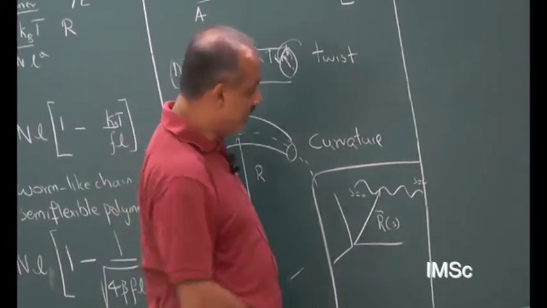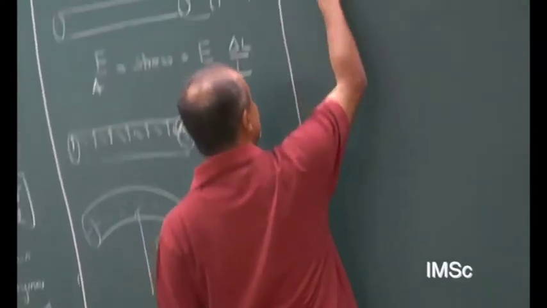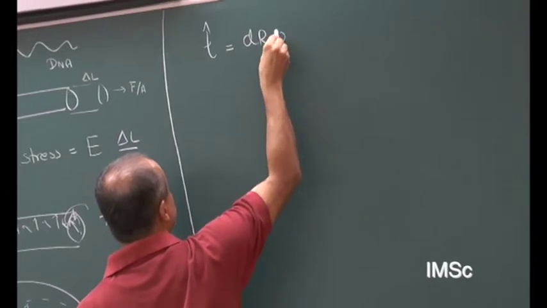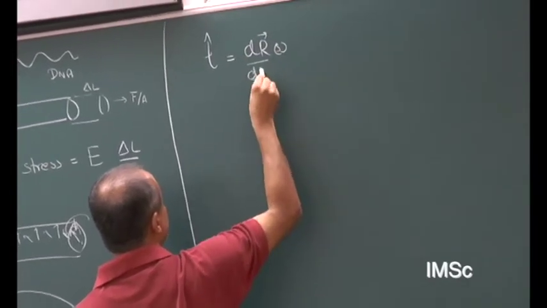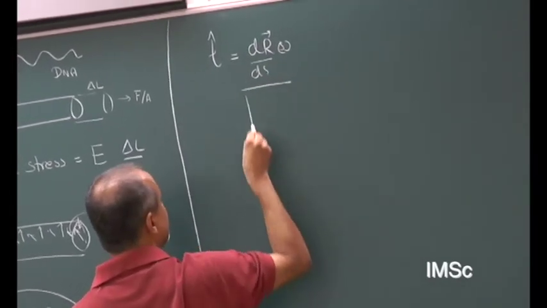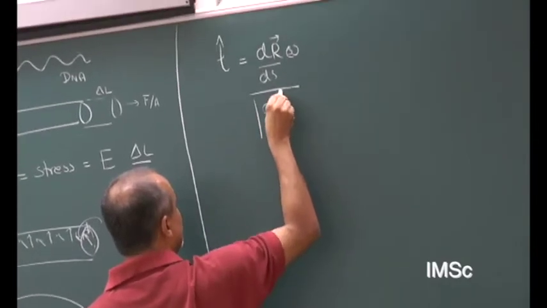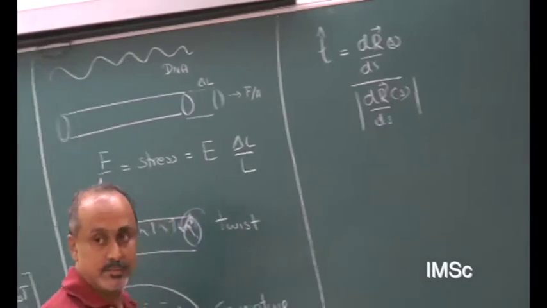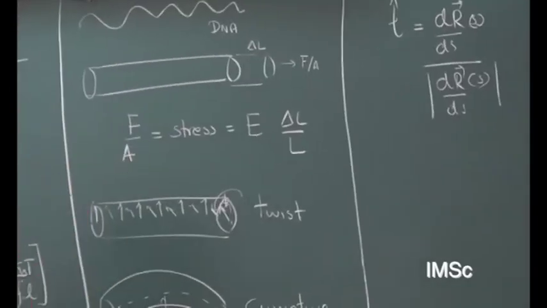From this r, we can get a tangent vector t hat, which is dr of s by ds. And if this is a unit vector, this has to be divided by the modulus of dr of s by ds evaluated at the same s. So this is now a unit tangent vector.